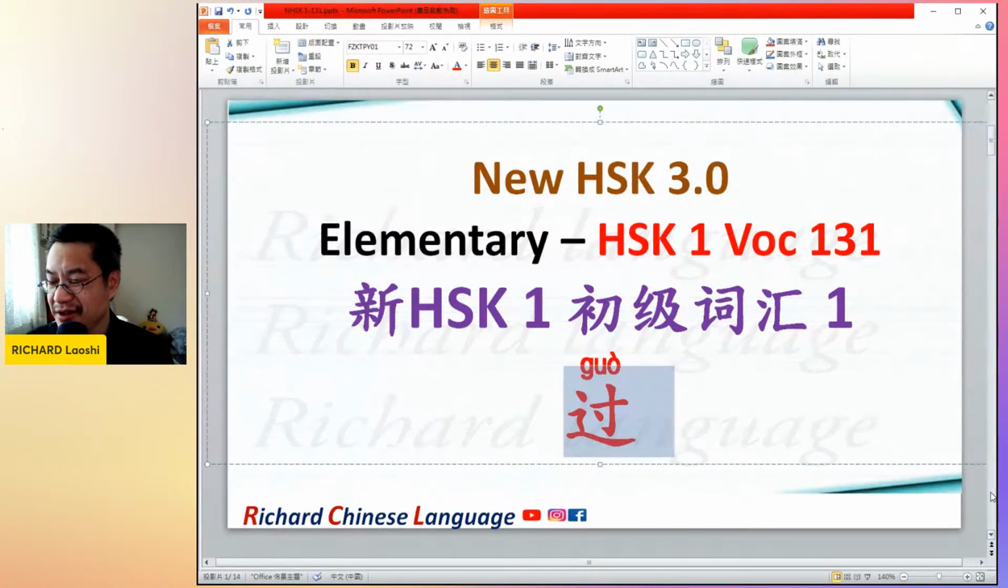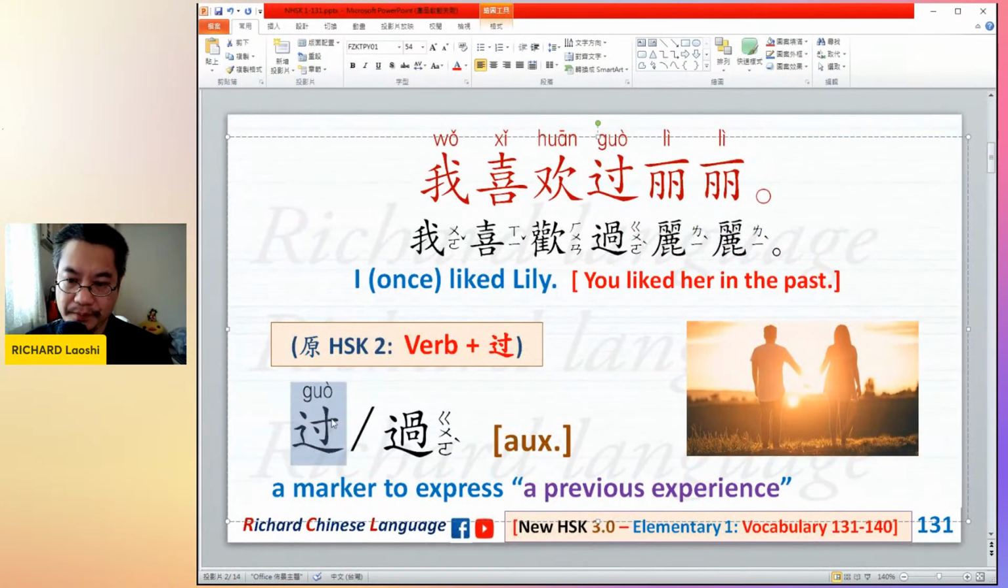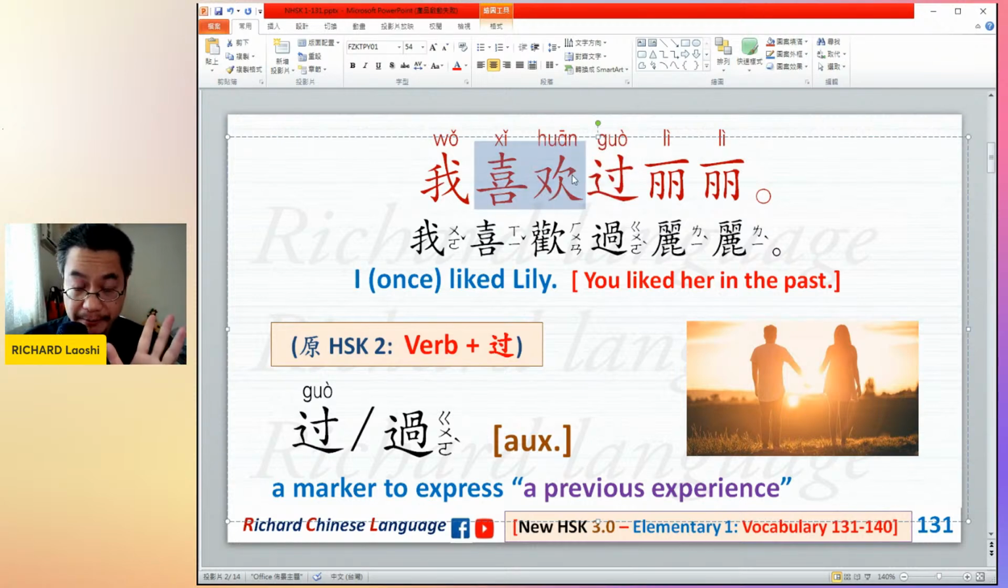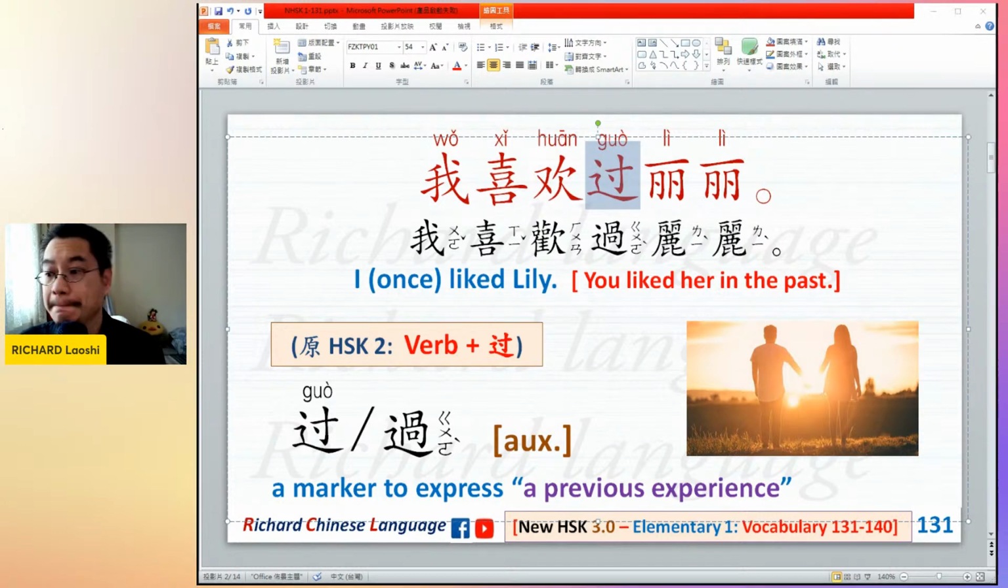So first of all, what does it mean? 过 actually is just a functional word. It is also the marker to express a previous experience. So whenever you see 过 after a verb, it doesn't really have a concrete meaning, but it shows that you did something in the past and you're talking about your previous experience. So that's the function, that's the meaning of this word, 过.